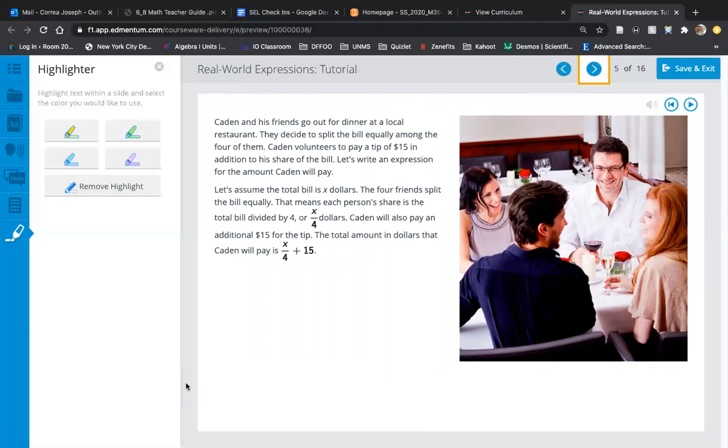All right, so we've got another couple of expressions on the next few pages. This one's going to involve division. So we just need to be a little bit careful because this is where students usually make some mistakes. It says that Caden and his friends go out for dinner at a local restaurant.